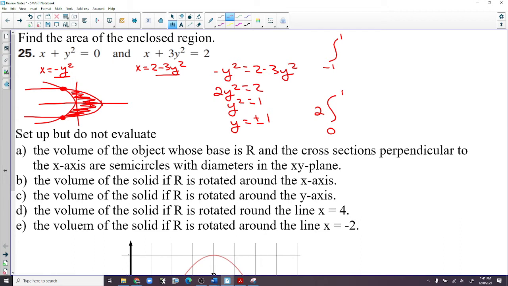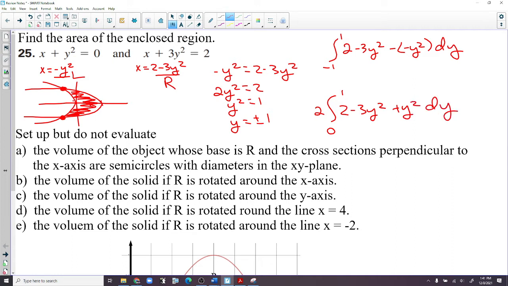All right, now instead of top minus bottom, I want the right minus the left. So this is the right function, that's the left function. So now we just have the integral of 2 minus 3y squared minus negative y squared, or plus y squared if you will, dy. And it's the same thing down here. So you could write plus y squared. That'd be the exact same thing, of course. You'd combine the like terms, integrate, and solve, and evaluate.